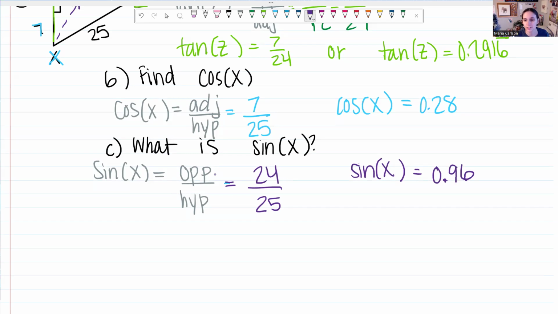So again, you could write your answer either way. I could write this as sine of x equals 24 over 25. Just make sure your fraction, of course, is simplified. It's always important.